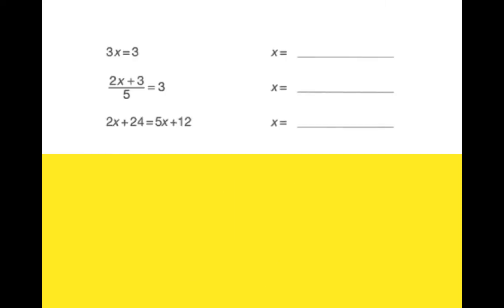And now another block of equations to solve. First one, 3x equals 3. Divide both sides by 3 to get x equals 1.